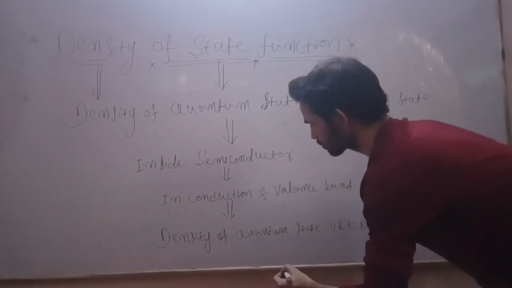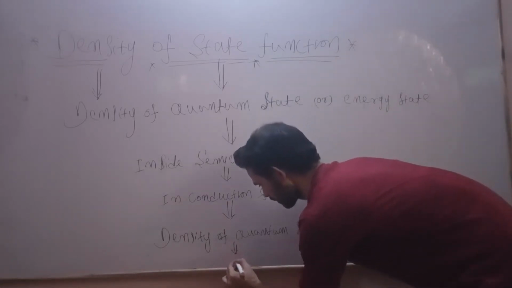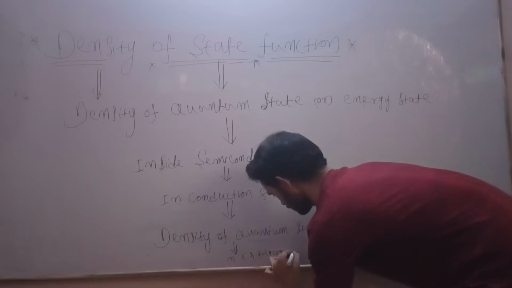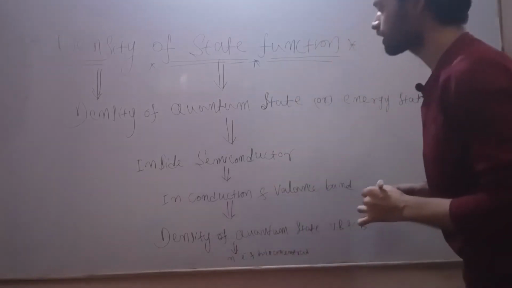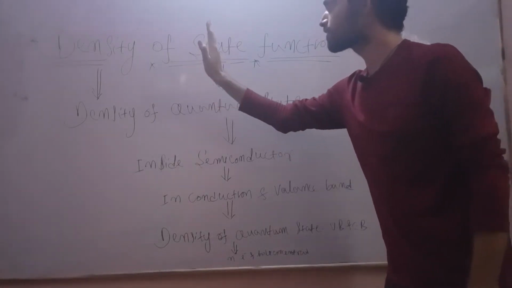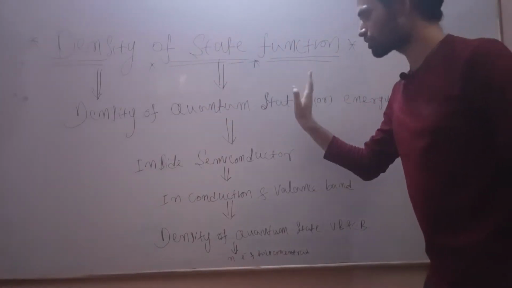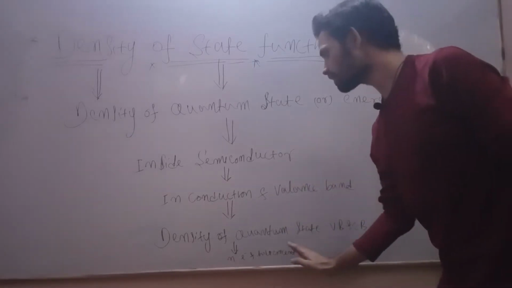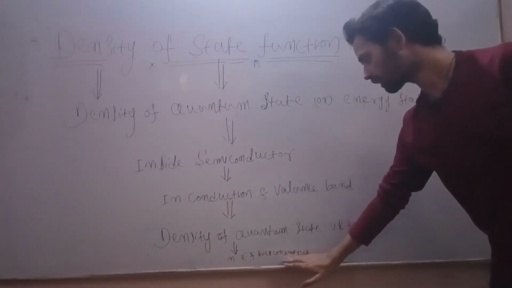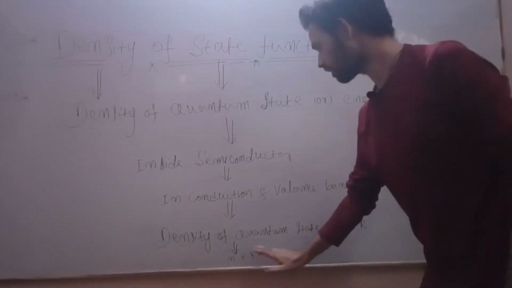Okay, so by this what are we able to find? We are able to find the number of electrons and number of holes, that is, the concentration. If we are able to define this density of state function inside the conduction band and valence band, then we are able to calculate the concentration of electrons and holes.